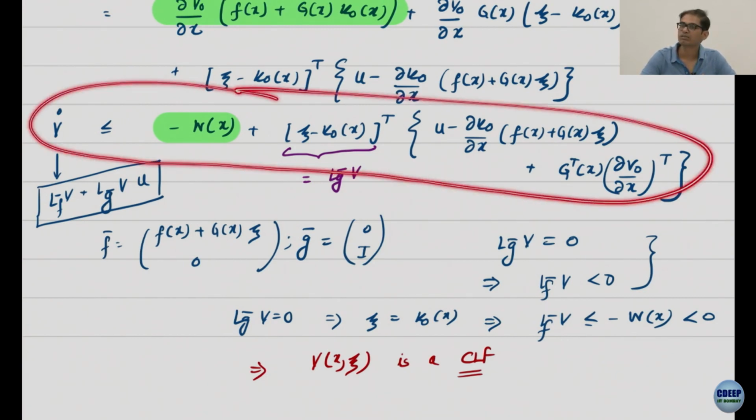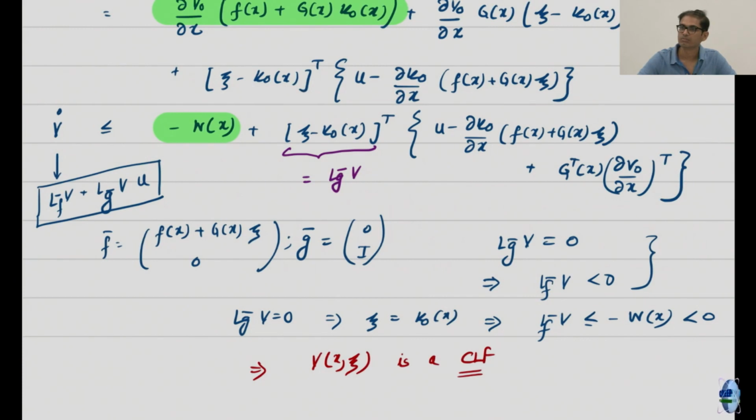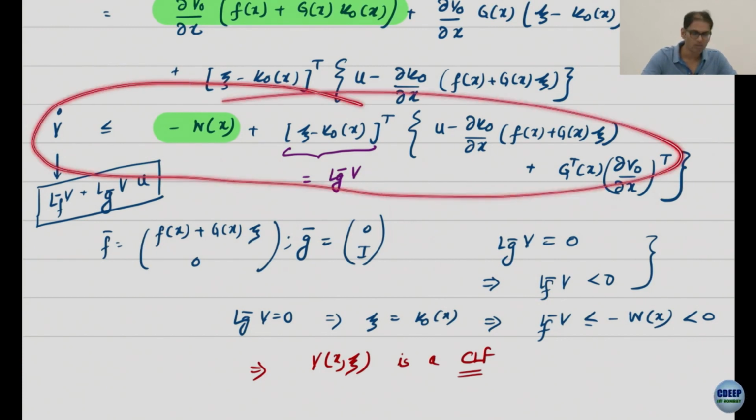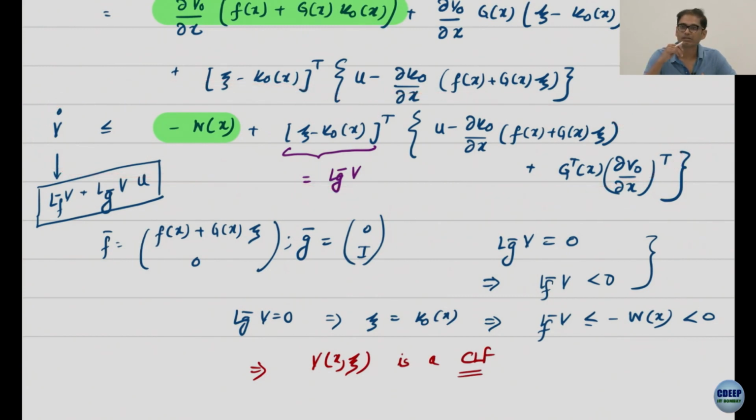What would be a good stabilizing controller if I want to stabilize this Xi system? What do you think? Can you use this expression? This is what is called Lyapunov reshaping. You take a Lyapunov function V, a CLF is also a Lyapunov function, take the derivative of V and try to make the derivative negative definite.